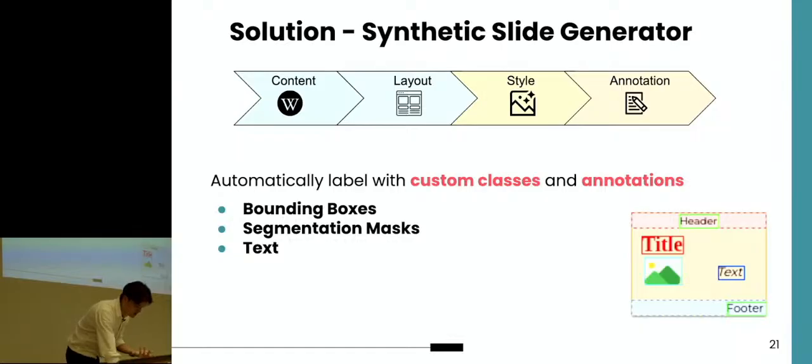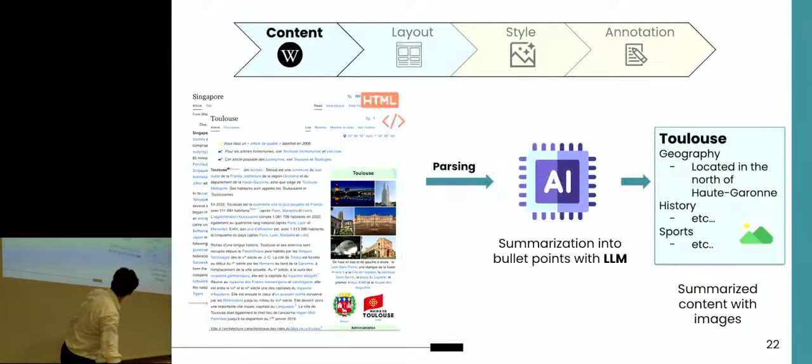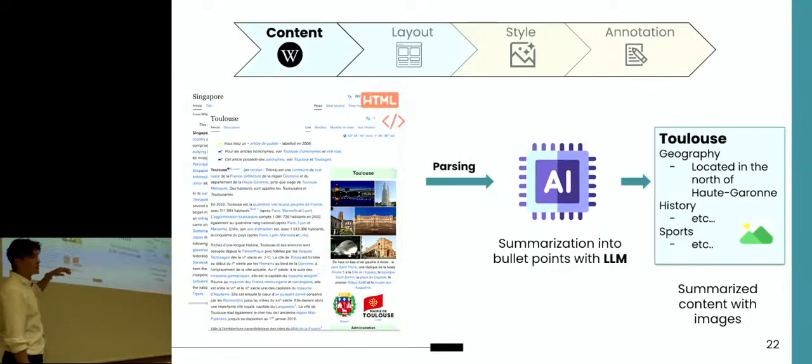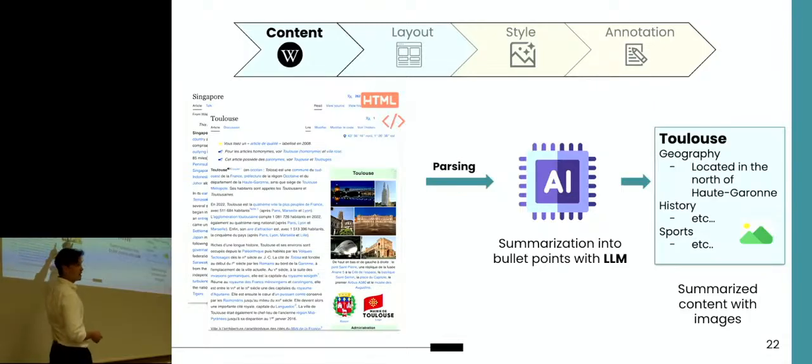How it works is that we have 4 components. First, the content. The content component uses Wikipedia HTML pages. We just use the Wikipedia articles, and then we parse the HTML page. So we get all the information: the title, the headings, the images, and the paragraphs.